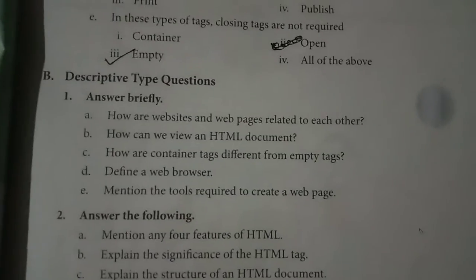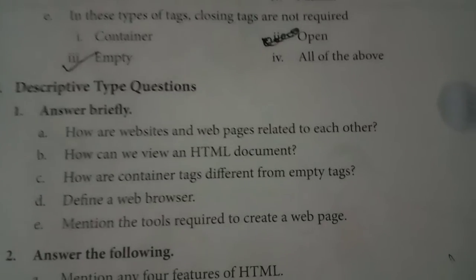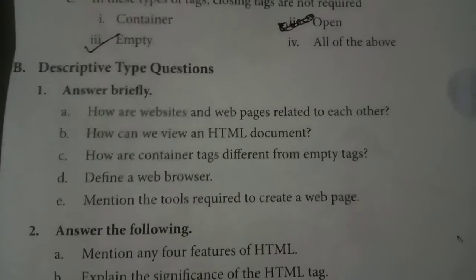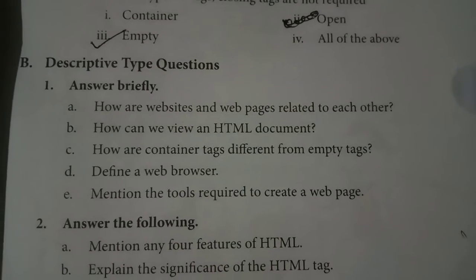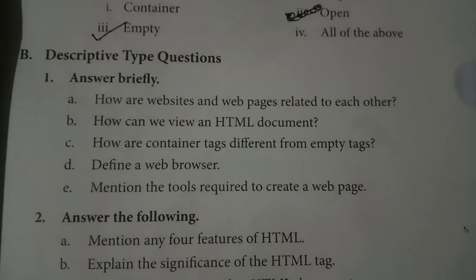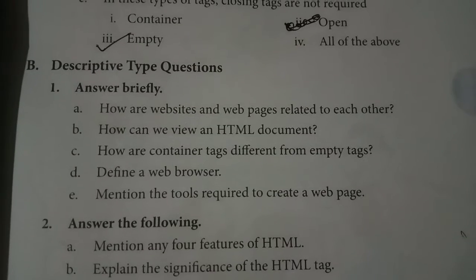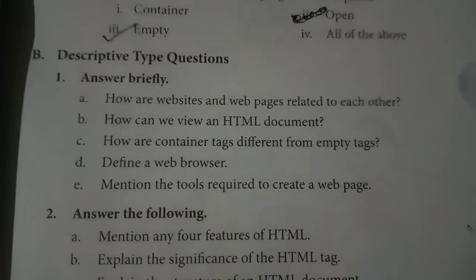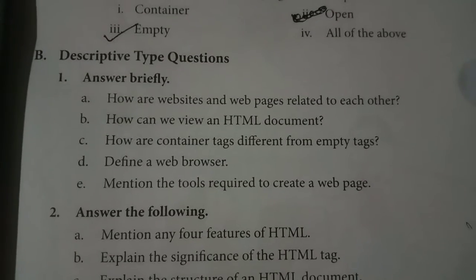So you need to write it down in your copies. I am sending you the answers of these questions which you need to write down in your copies. The name of the chapter, chapter number 4, Introduction to HTML. The first question: how are website and web pages related to each other?